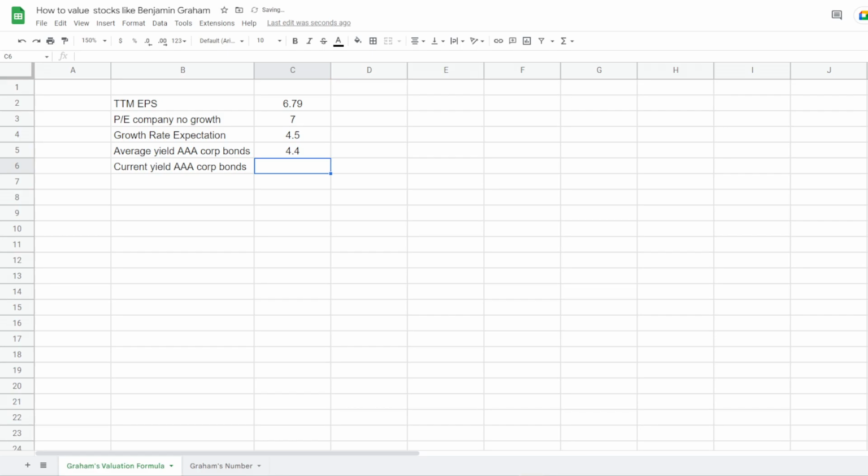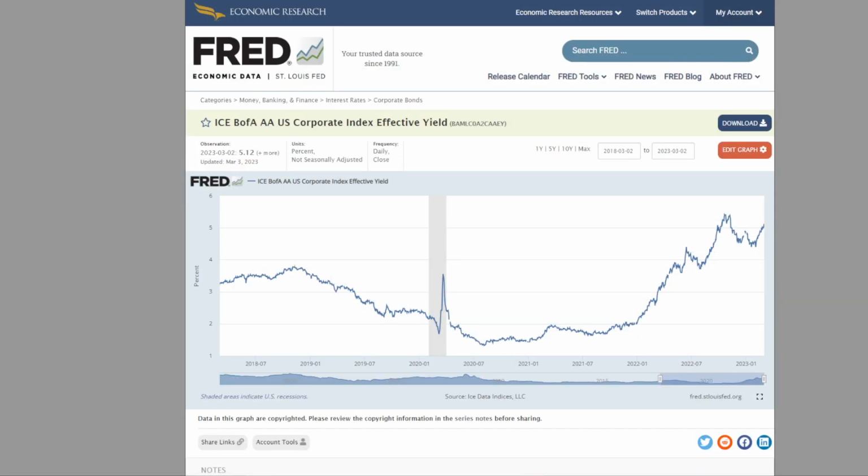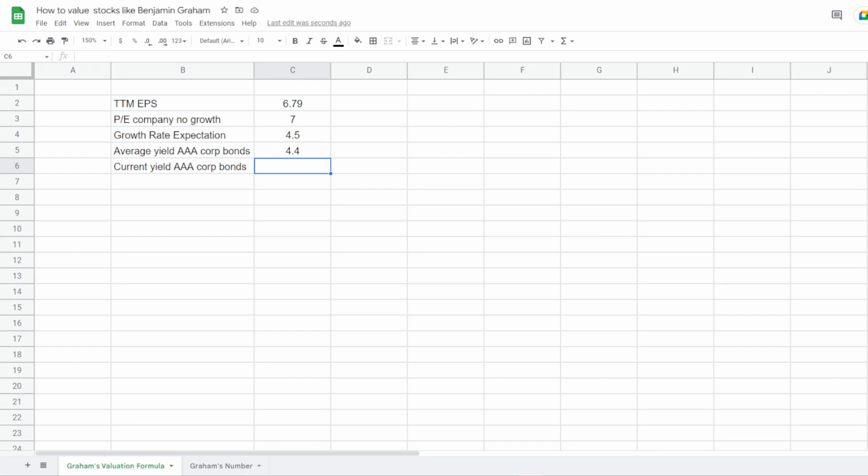And the current yield of AAA corporate bonds, I use the website FRED Economic Data, which I'll also leave in the description for you to check out. As you can see here, it's currently sitting at 5.12. Let's fill that one in as well. With these metrics alone, we can already determine the intrinsic value. So let's do this, intrinsic value. And let's fill in the formula.